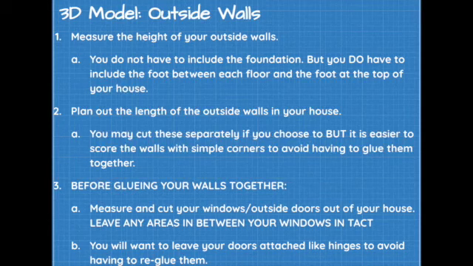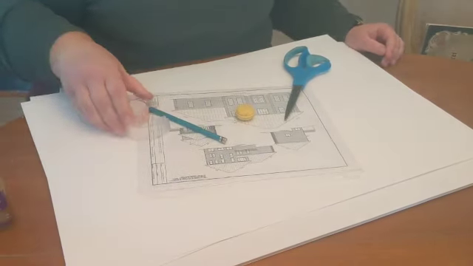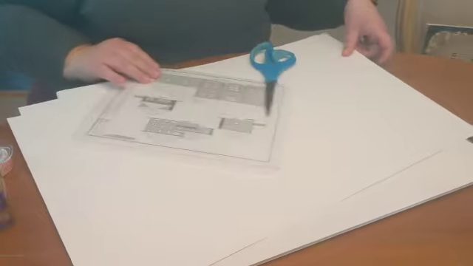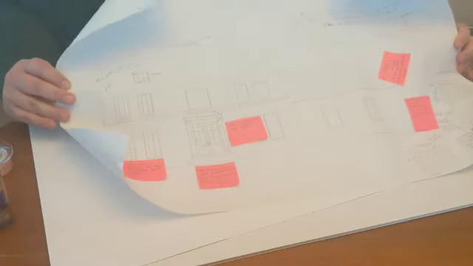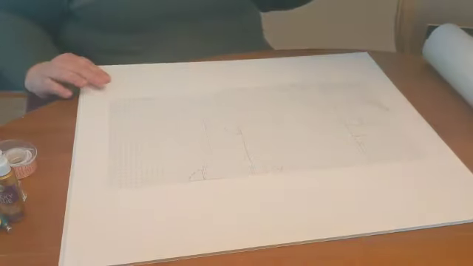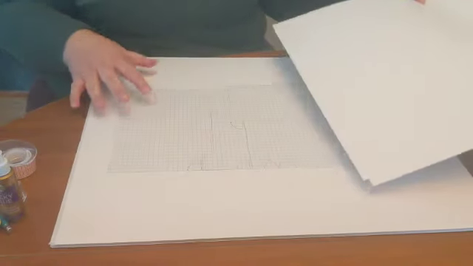Here is the next step in building your 3D model. For this step, you're going to need tacky glue, tape, a pencil, an eraser, your elevations. Here we are. Elevations. Your Bristol paper, scissors, a ruler, and you're also going to need your board that you taped your floor plan to.